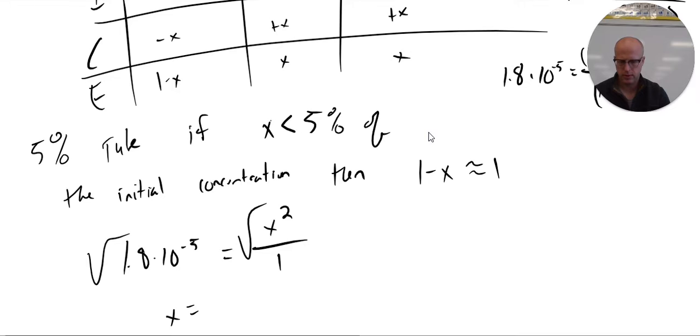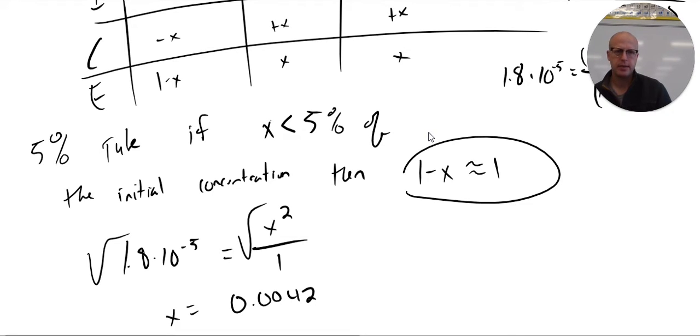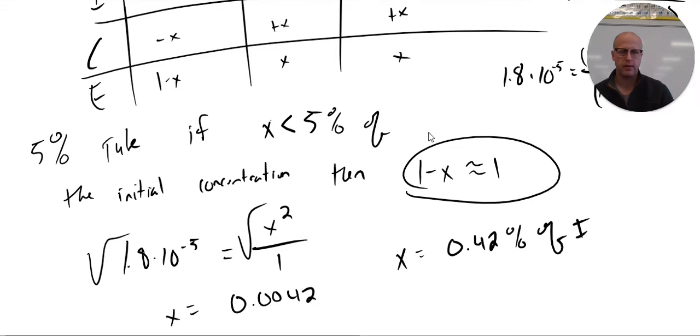Square root, x is equal to 0.0042. So let's compare that. Is this statement true? Did less than 5% of it happen? Well, x in this case is equal to 0.42% of the initial. So is this true? Yes, I can use this assumption.